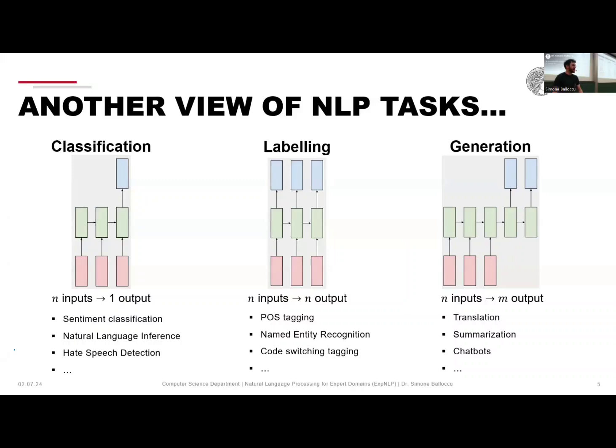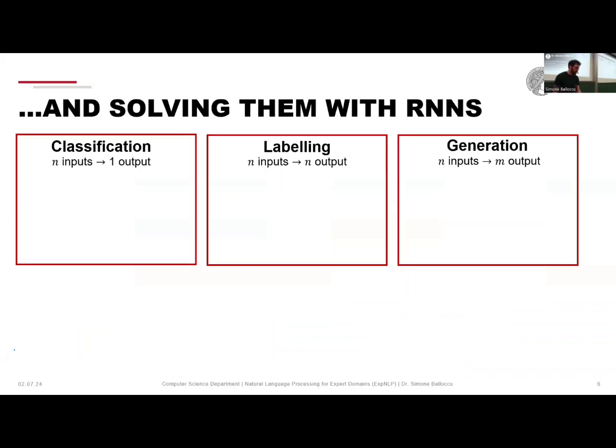But so, if we have these tasks, can we solve them with RNN? So let's start from classification. Who has an idea or remembers, because we actually saw it before, a way to solve a classification task with an RNN? So we have a sentence or whatever, and we need to produce one output. How do we do it with an RNN?